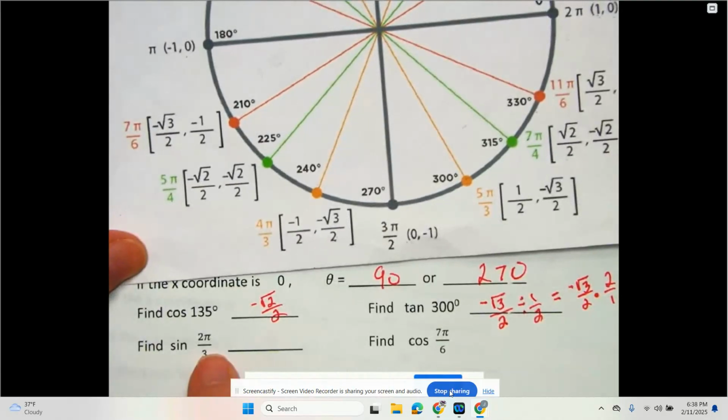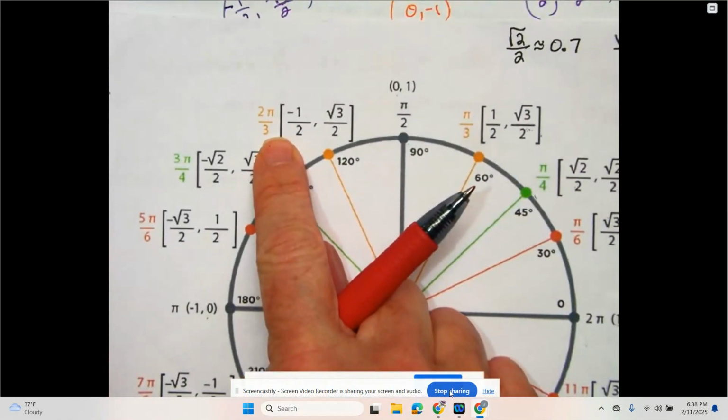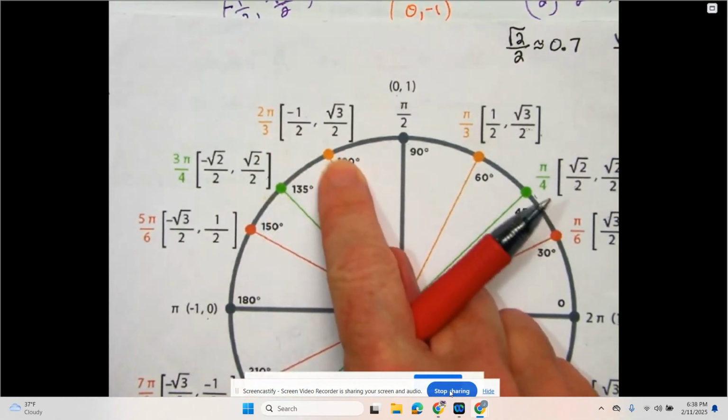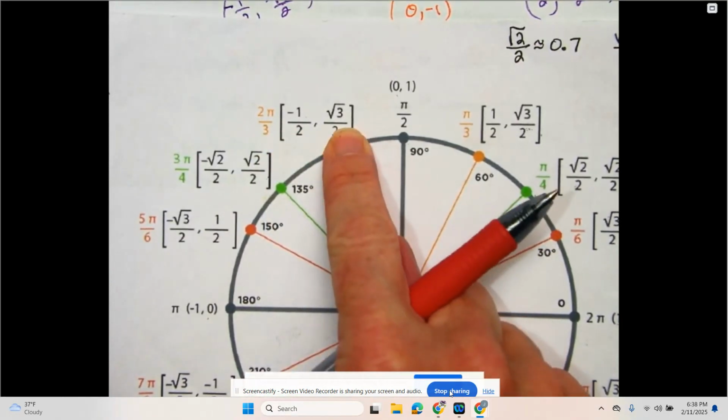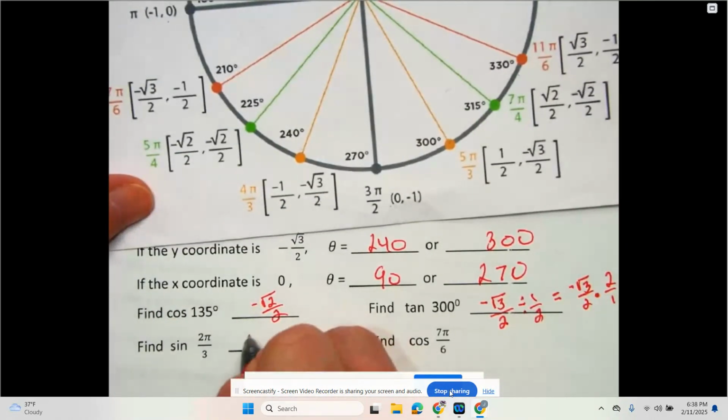All right, the sine of 2 pi over 3. Where is 2 pi over 3? 2 pi over 3 is right here, same as 120 degrees. The sine is the y coordinate. So square root of 3 over 2.